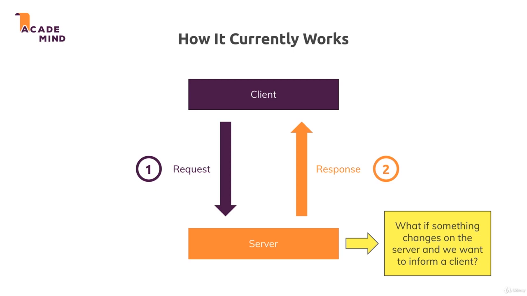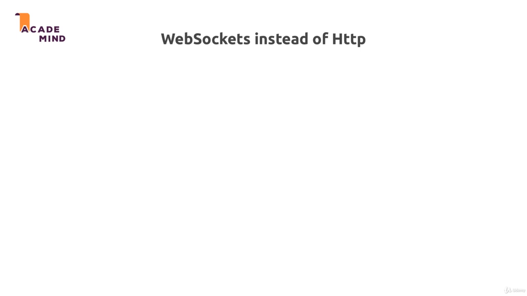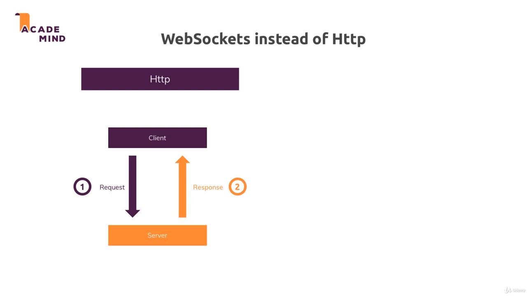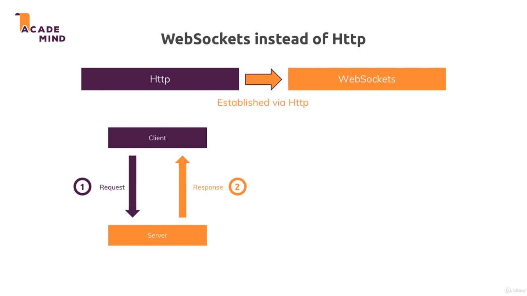What if something changed on the server and we actively want to inform a client? Well, then we can use WebSockets instead of HTTP. Now, HTTP is the protocol we used thus far, where we send a request and we get a response. WebSockets build up on HTTP. They are established via HTTP. They use a so-called HTTP handshake to upgrade the HTTP protocol to the WebSockets protocol.